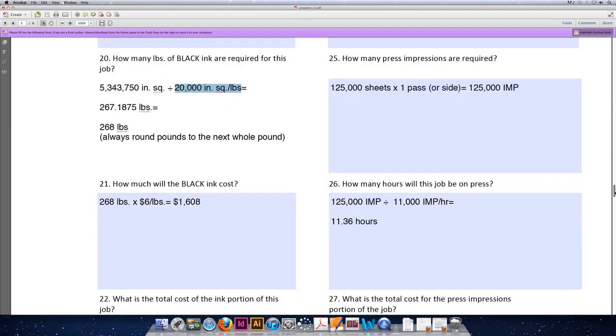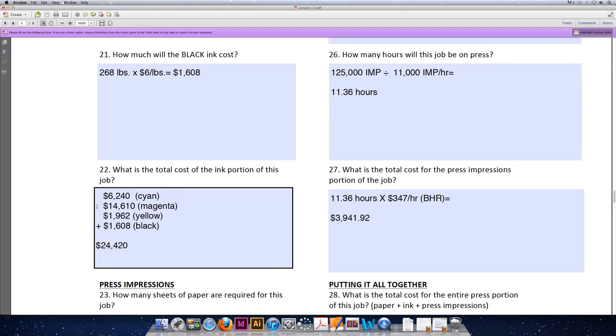Once we've calculated the cost of all of the ink for our job, cyan, magenta, yellow, and black, we can add or sum the values together to get the total ink cost for this job. Cyan was $6,240. Magenta is $14,610. Yellow is $1,962. And black was $1,608. When you add them all together, we will be spending a total of $24,420 on ink.